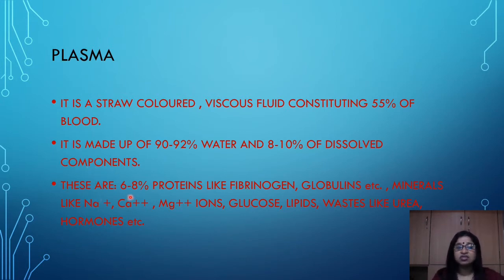These are around 6 to 8% of proteins. These include even fibrinogen, which helps in the clotting or coagulation, and globulins, these are also proteins. You have minerals in the form of ions like sodium, calcium, magnesium ions. You have glucose, which also needs to reach each and every cell in the dissolved form. We have the lipids, we have wastes like urea, and even the chemical messengers from our endocrine glands, the hormones. All these are transported in the dissolved form through the plasma.